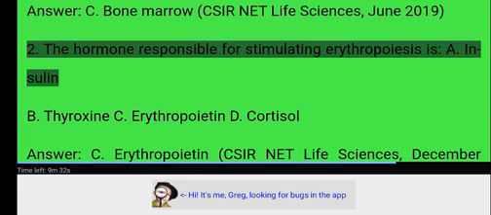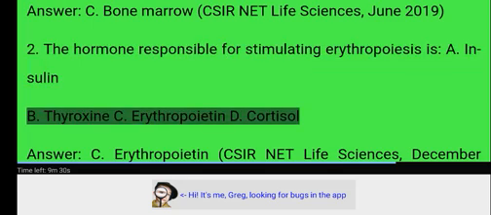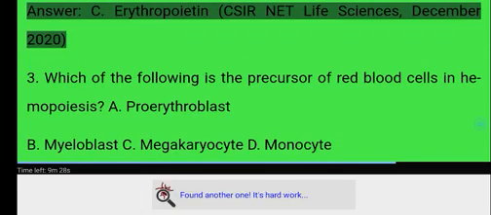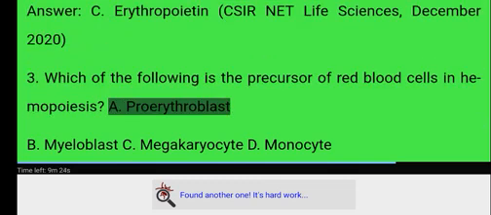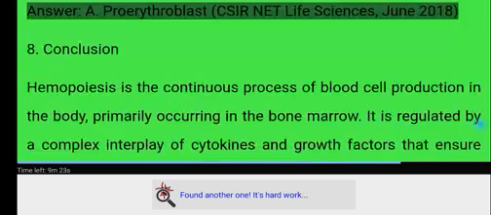2. The hormone responsible for stimulating erythropoiesis is: A. Insulin. B. Thyroxine. C. Erythropoietin. D. Cortisol. Answer: C. Erythropoietin. CSIR NET Life Sciences, December 2020. 3. Which of the following is a precursor of red blood cells in hematopoiesis? A. Proerythroblast. B. Myeloblast. C. Megakaryocyte. D. Monocyte. Answer: A. Proerythroblast. CSIR NET Life Sciences, June 2018.